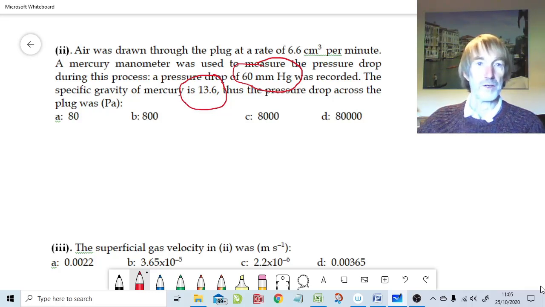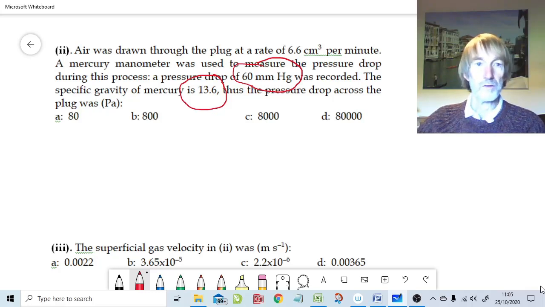So the density of mercury that we're going to use here is 13,600 kilograms per meter cubed, and we better go back to SI units now because we want a value in pascals. The thing I didn't mention previously is that porosity or voidage is dimensionless, so it doesn't matter whether you're SI units, CGS units, imperial units, that voidage will be the same in all those different units because it's dimensionless. But that's not the case here.